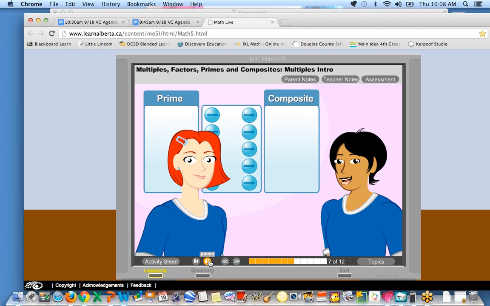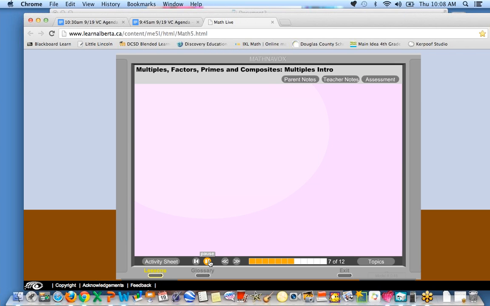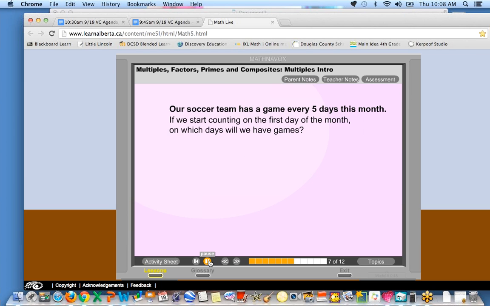I'm glad we were able to use factors to help us decide how to arrange chairs for our soccer team meeting. I wonder if there is an easy way for us to figure out which days our team will have a game. I know a great way to figure that out. We can use multiples. Our soccer team has a game every 5 days this month. If we start counting on the first day of the month, on which days will we have games? All right, let's check it out.